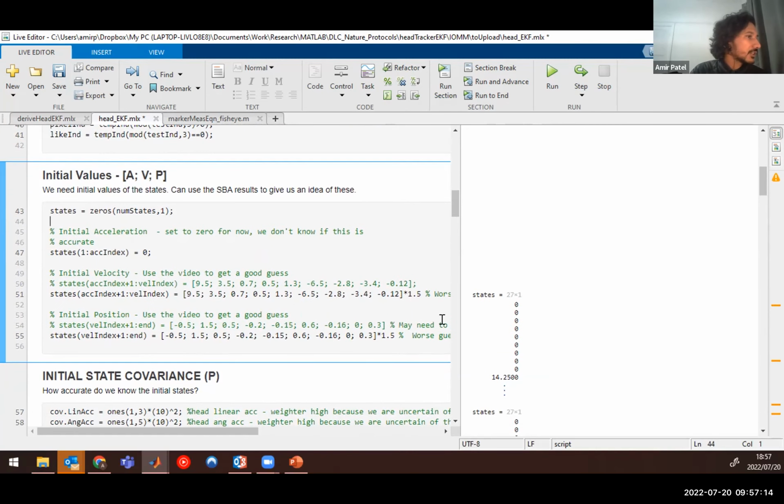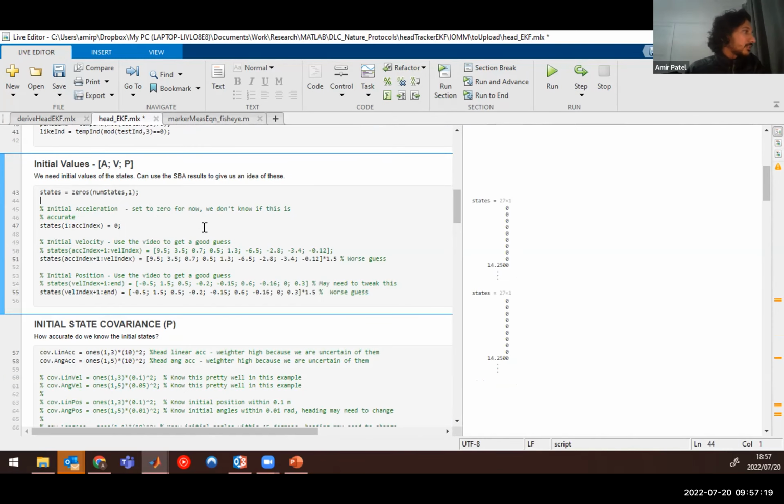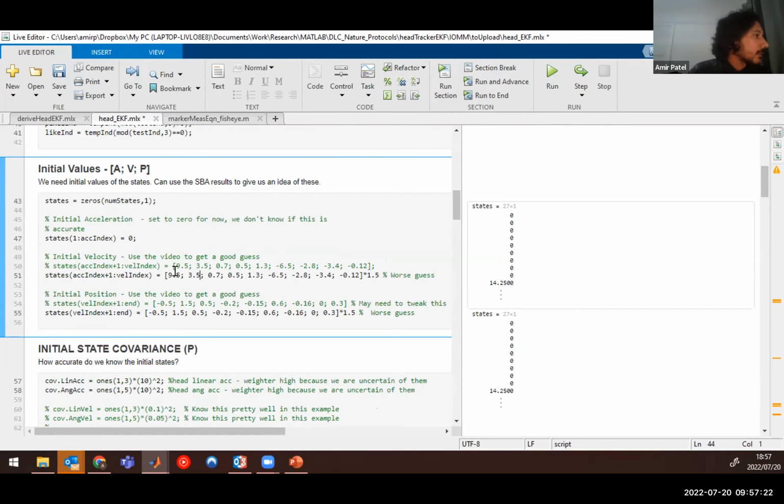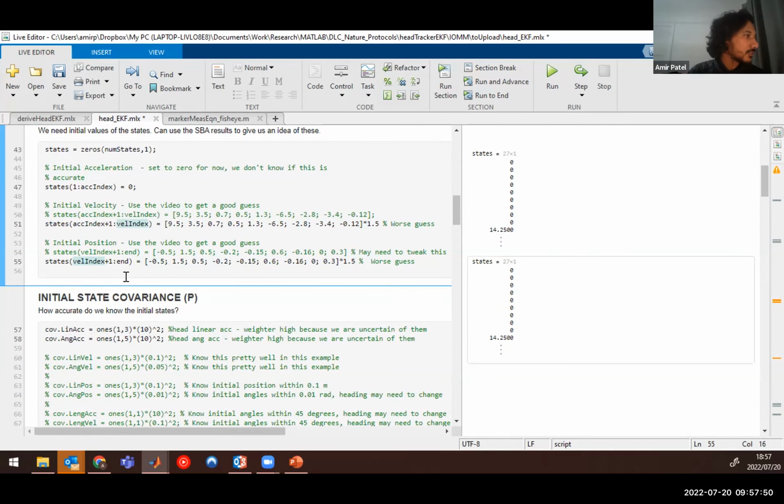Next, we do initialization. Let me see if I can zoom out a bit. Yeah, it's a bit better. So we need to initialize all the states. We initialize the acceleration to 0. We then initialize the velocities as well. The values here have been hand chosen and tuned, so they are the 100% correct ones. I just multiplied them by 1.5 to show you that the filter would still work with an okay initial state, and then the same with the position.